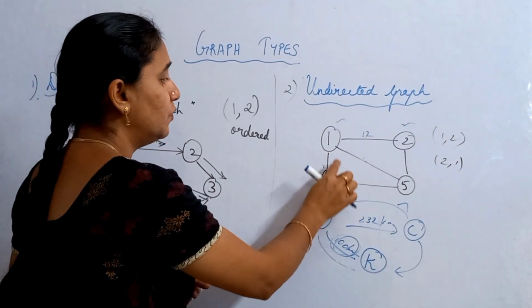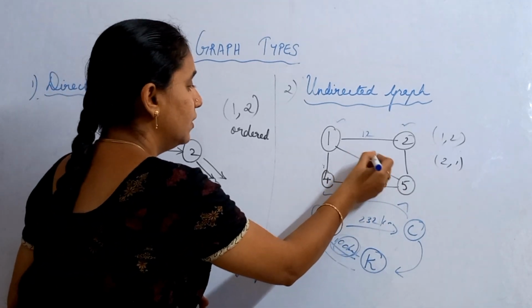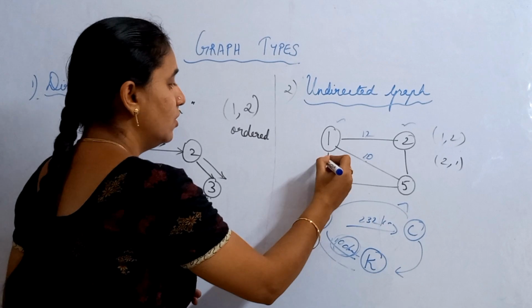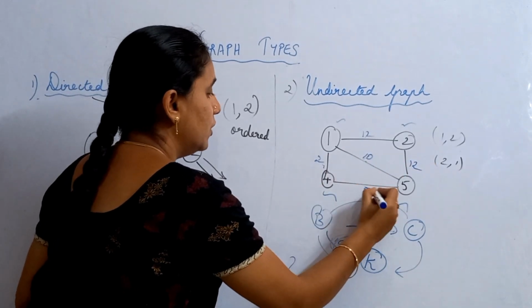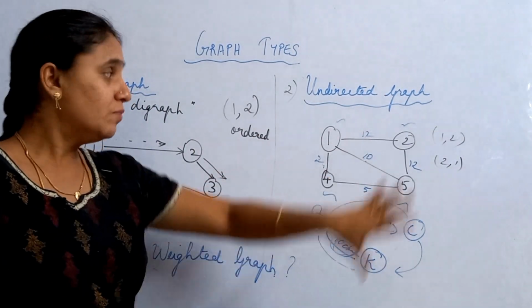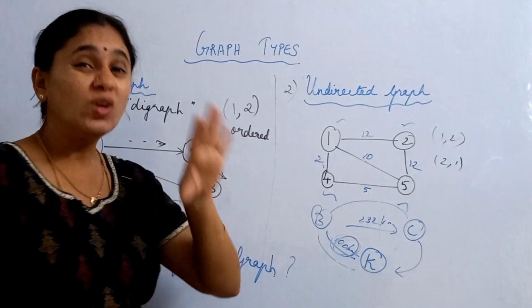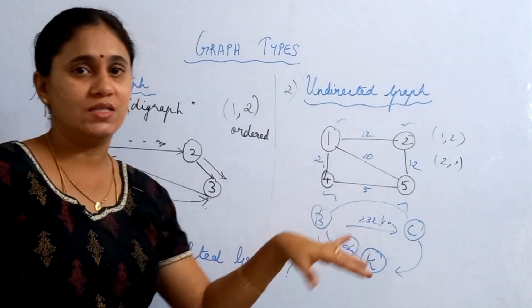Or if I want to travel from 1 to 5, I may fix the weight as 10. So like this, for each and every edge we will be having some values. Based on these weights, we will be choosing which is having the shortest path, that is the shortest distance to reach between the source and destination.